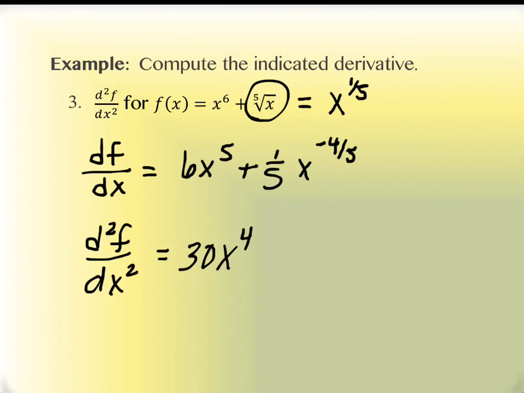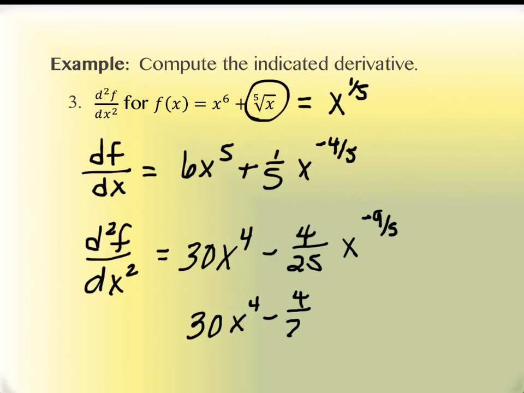What's the derivative of 1/5 x to the 4/5? Good. -4 25ths. X to what? -9/5. Very good. I'm good with you leaving it like that. If you check the back of the book, what they might do is they might do something like this.